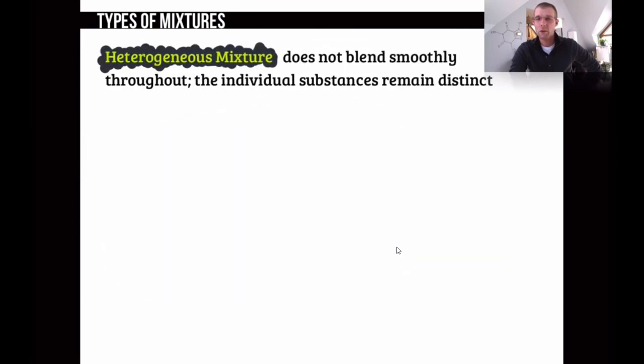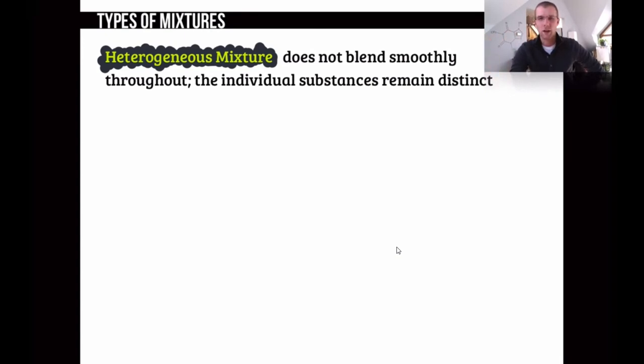We're starting with heterogeneous mixtures. Those don't blend smoothly throughout. So when you're looking at a heterogeneous mixture, you can see the different components in it. That's why it says the individual substances remain distinct, because you can see the dispersing particles, you can see the dispersing medium. So it's very easy for you to tell just with your naked eye whether or not a mixture is heterogeneous.